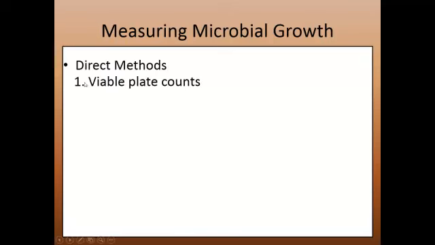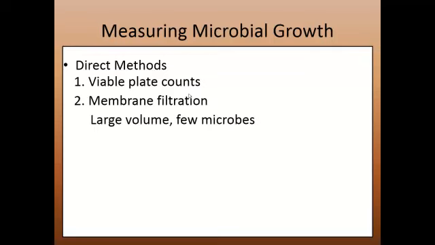The first one is viable plate counts. That's basically where you count the number of living cells. So, how do you do that? By either a pour plate or a spread plate, like what we talked about in the last topic. Another method is membrane filtration. You use that when you have a high volume of fluid and you're expecting a low number of cells. I use this a lot when I was testing bottled water samples and various other water samples.